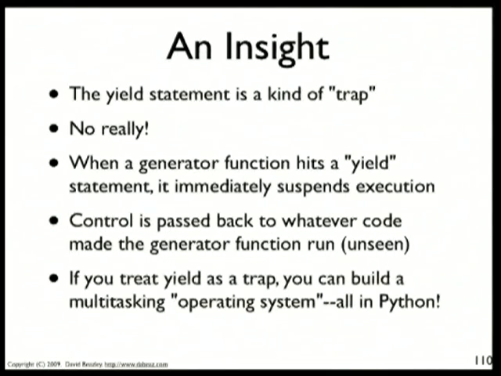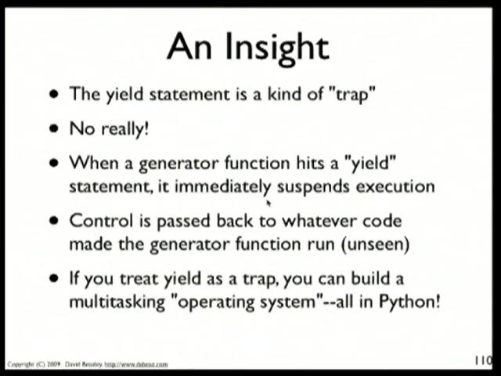Now, if you look at that, here's the insight on using coroutines to do multitasking. I'm going to make the claim that the yield statement is actually a trap in Python. If you think about the behavior of yield, inside a generator function you're just cranking away on statements, one after the other, and when you hit that yield statement, boom, you stop. You're suspended at that point, and what's interesting is that you suspend, but you have no idea where the control goes after that. You hit a yield, and the generator has no idea what's happening. Control gets passed back to whoever started the generator function to begin with, and you don't really know what that is.